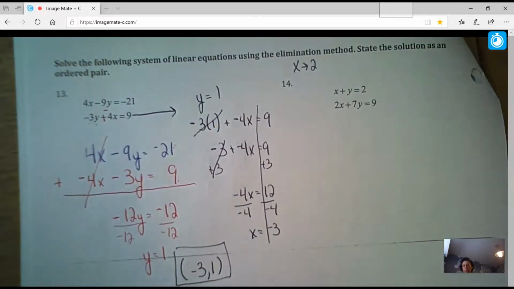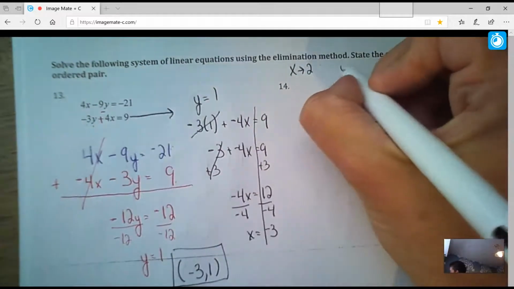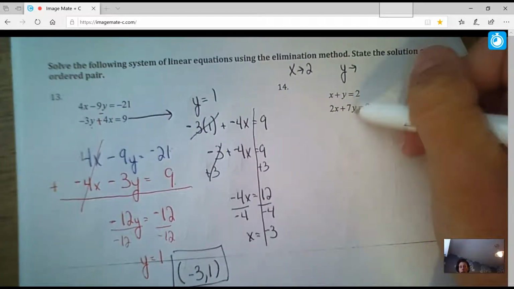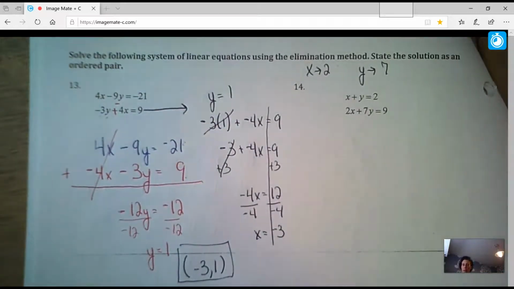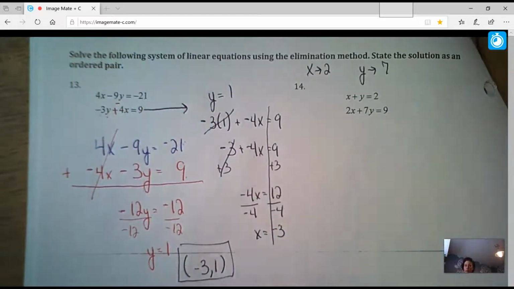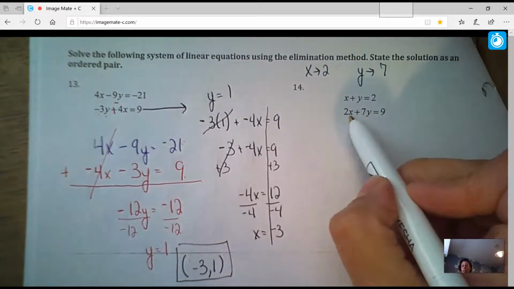So what I could do is build both of the x's up into some form of 2. One's a 2, one's a negative 2. Or I could take the y's and build those both up so there's some form of 7. One would be 7y, the other would be negative 7y. So again, it really doesn't matter, but I like to work with the smaller numbers. So I'm going to change my x's into 2's.